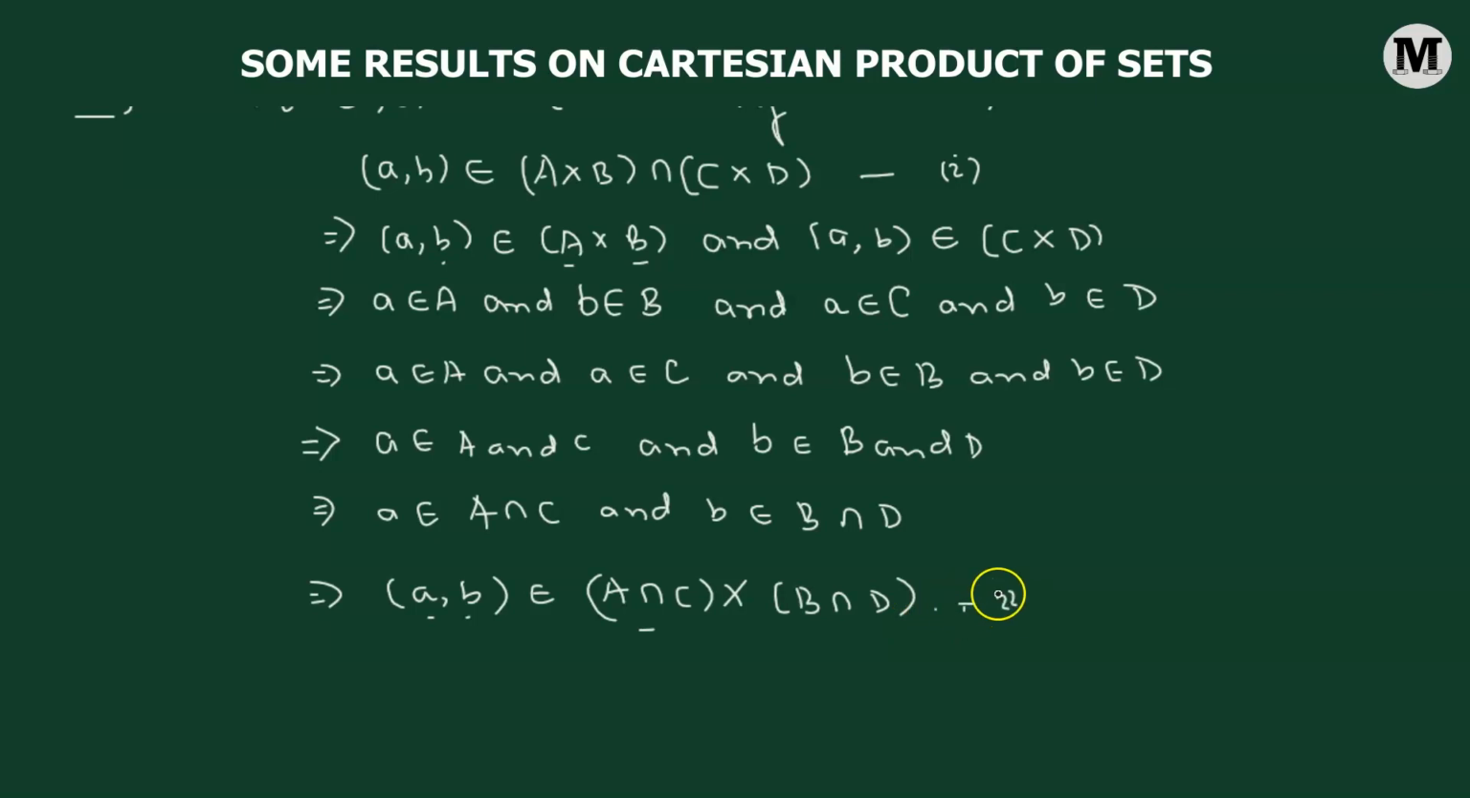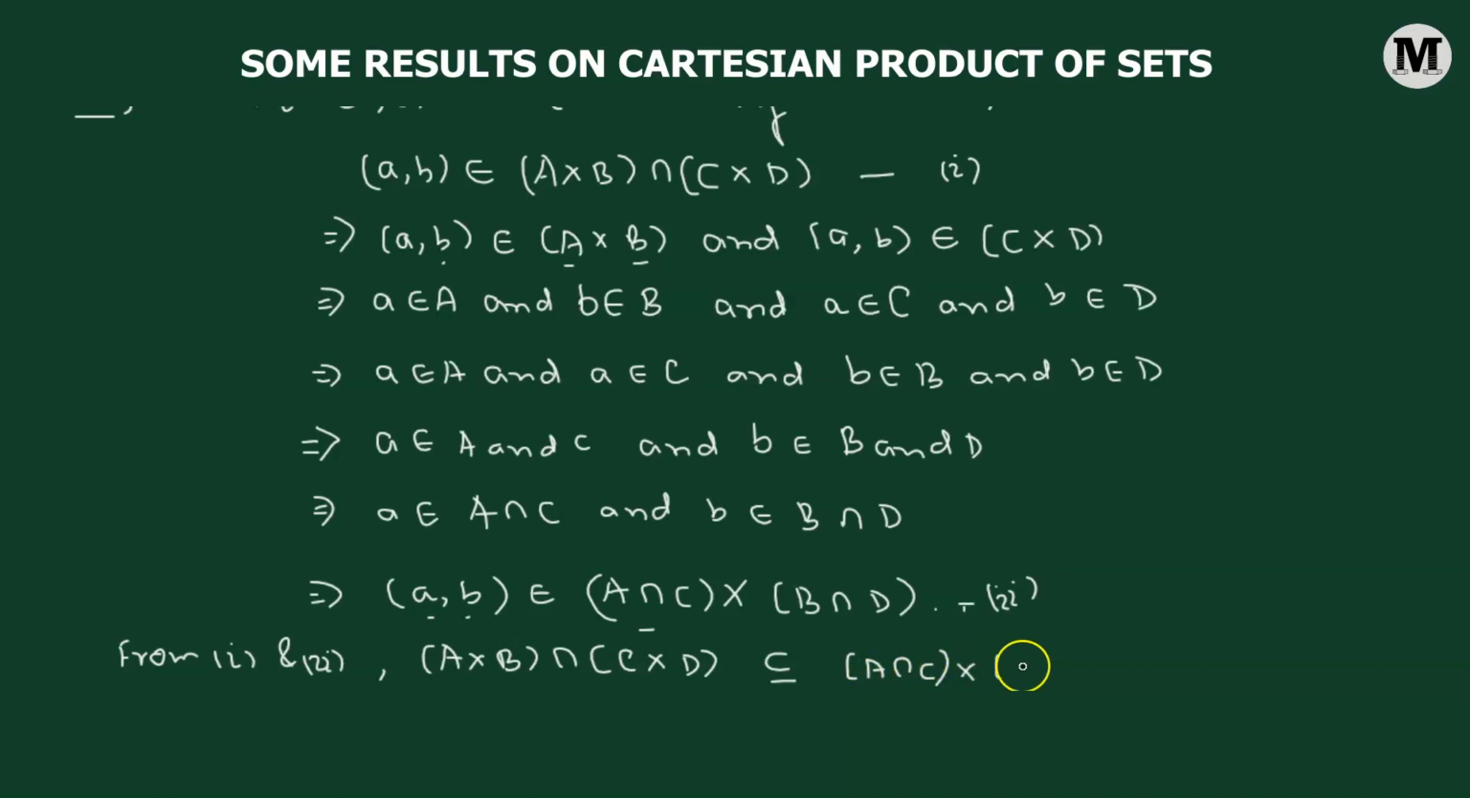So let this be number 2. If we combine 1 and 2, this is a statement regarding the subset of a set. So from 1 and 2, what can we say? We can say that the set, which is the Cartesian product of A and B intersection with the Cartesian product of C and D, is going to be a subset of the set A intersection C, Cartesian product with B intersection D. We're going to label this as statement number 3.